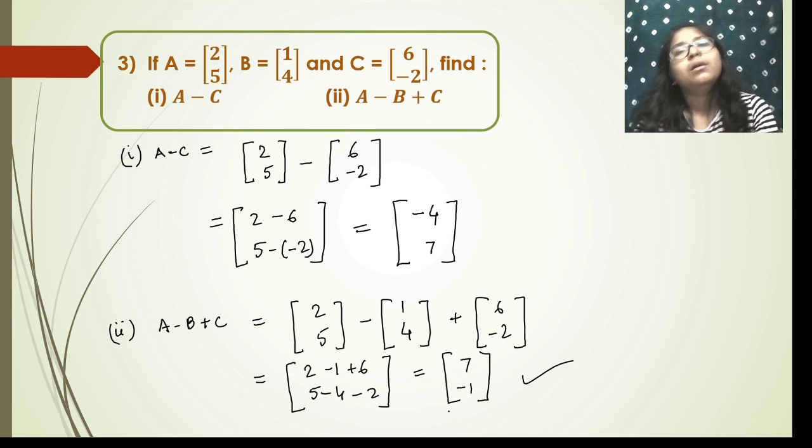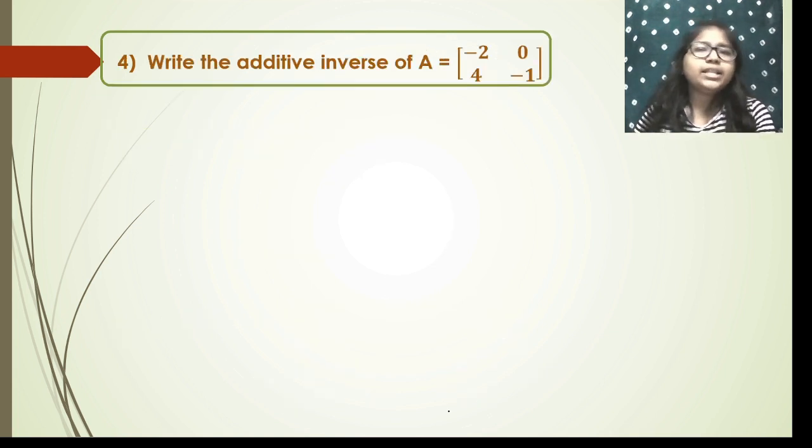Okay. Moving to problem number 4. Write the additive inverse of A. Additive inverse means a matrix which, if we add to A, will give a null matrix. So additive inverse of A is minus A.